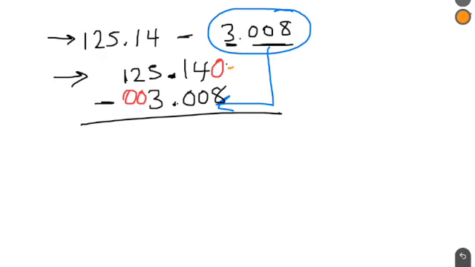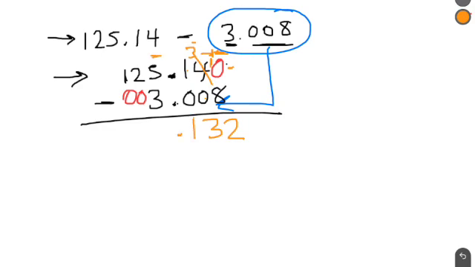We say 0 minus 8. You can't do that because 0 is smaller than 8. So what you do is you go over 1 to the left, to the 4. You take 1 away from 4, it becomes 3, and the 1 that you took away from 4, you add to the 0. So the 0 now becomes 10. 10 minus 8 is equal to 2. 3 minus 0 is equal to 3. 1 minus 0 is equal to 1.